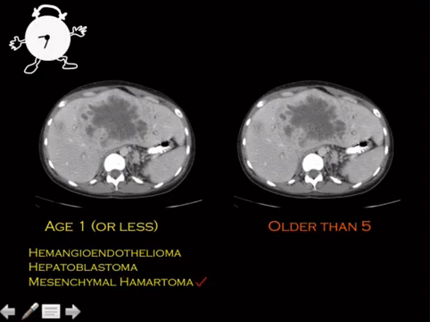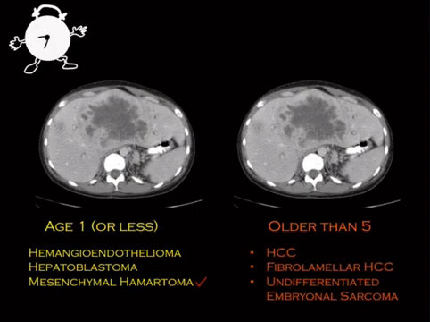Now, when you're older than 5, there's also a differential that you have to know. Undifferentiated embryonal sarcoma, sort of the nasty cousin to this guy. Fibrolamellar HCC, that's the HCC that you get in non-cirrhotic patients, tends to have more calcium. And regular old HCC, you can get that as a kid. There are certain predisposing conditions.